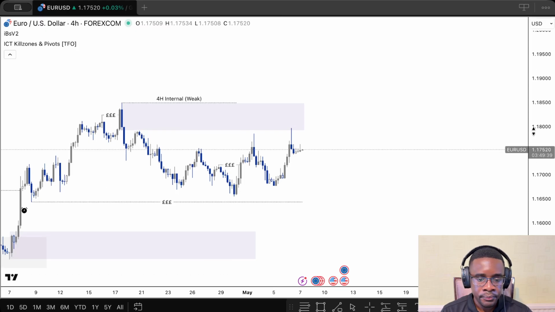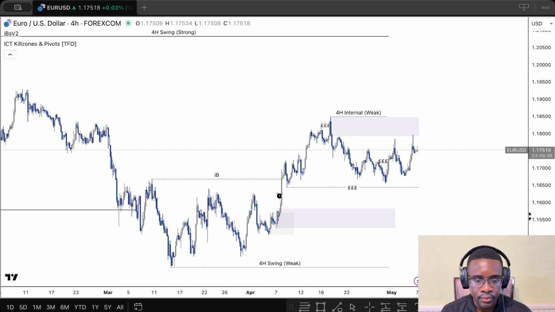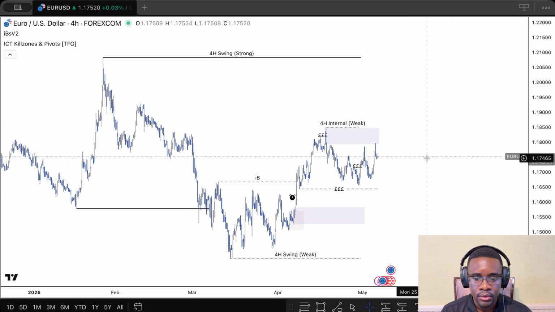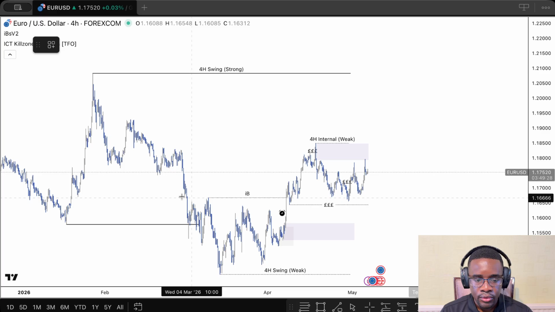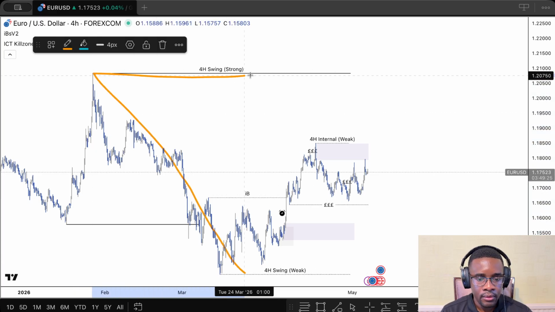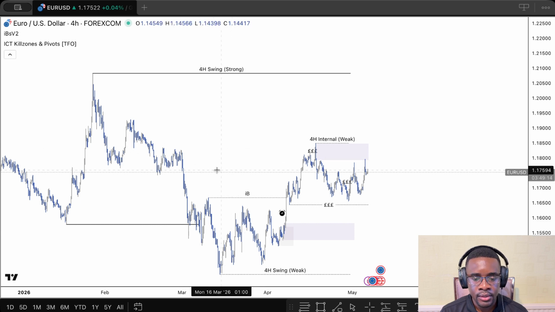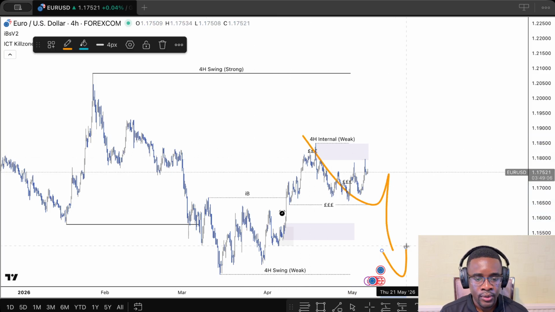So let's go to the 4 hour. The swing range is also bearish, and internal is bullish. Now internally we've already mitigated into premium. So that means if there's reason for price to continue with the swing trend, then it's really possible now, because price has already mitigated into premium.